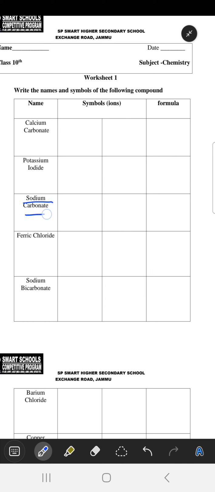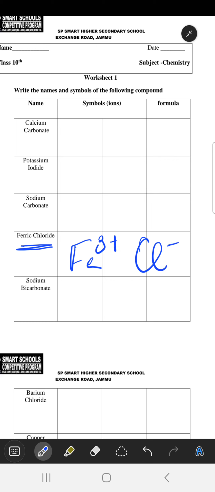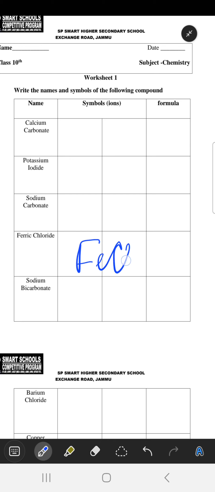Next, we have sodium carbonate. For the sodium, we have Na positive, and for the carbonate, we have CO3 2 negative. Combining these two, what we get is Na2CO3. Next we have ferric chloride. For the ferric, we have Fe3 positive, and for the chloride, we have Cl negative. Combining these two, what we get is FeCl3, that is ferric chloride.